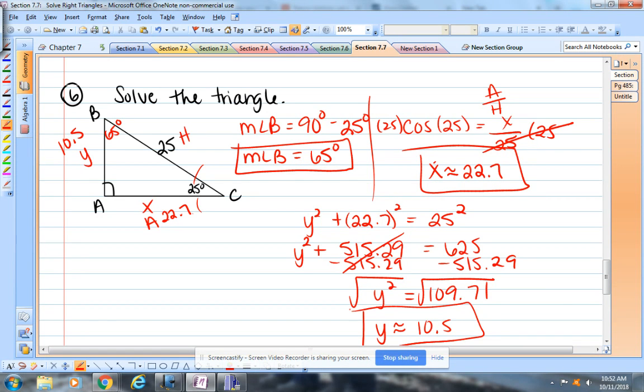All right. So any questions on how we solve a triangle? What does it mean to solve a right triangle? Right. You know all three angle measures and all three side measures.